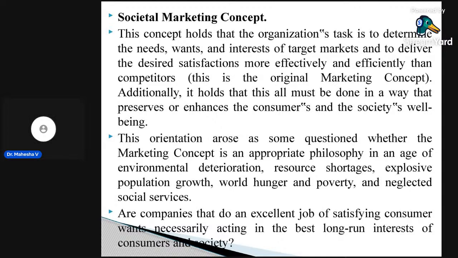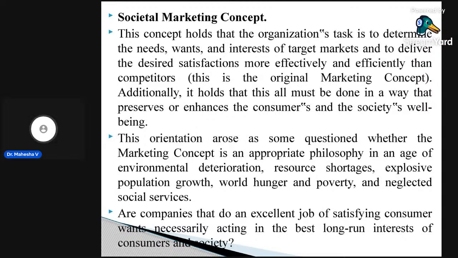And the next concept is the societal marketing concept. We had the production concept, product concept, selling concept, modern marketing concept, and now we have the societal marketing concept. This is very important either for 15 marks or for 10 marks. You kindly note it down.